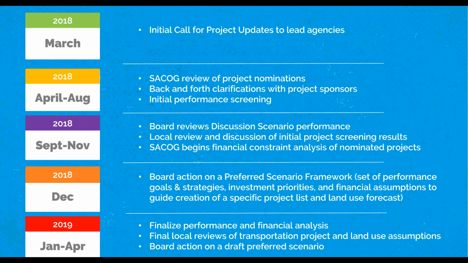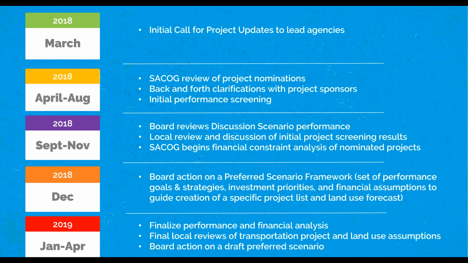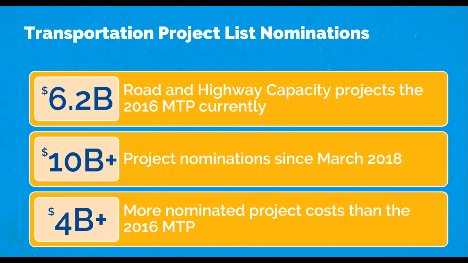And then in between January and April is when we're really trying to hone in on the final set of project lists, the final financial forecast, and the final land use allocation. And then following that April milestone, we have about a year to build the rest of our plan, to write the plan, to do the EIR, to do all of the technical analysis so that we can adopt the plan in April of 2020. And that is our full schedule.